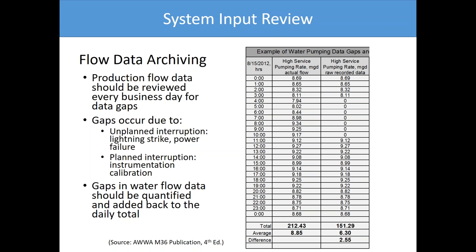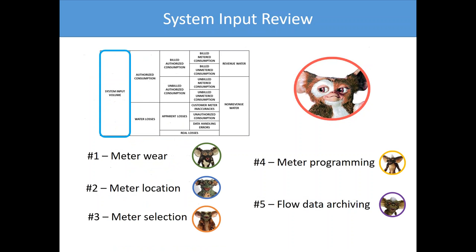So level one validation seeks to identify what practices are in place, and this aligns with the data grades that are assigned to the various water audit inputs. What practices are in place already that help to monitor for and look out for these types of gremlins that can exist and that can introduce error into the process?